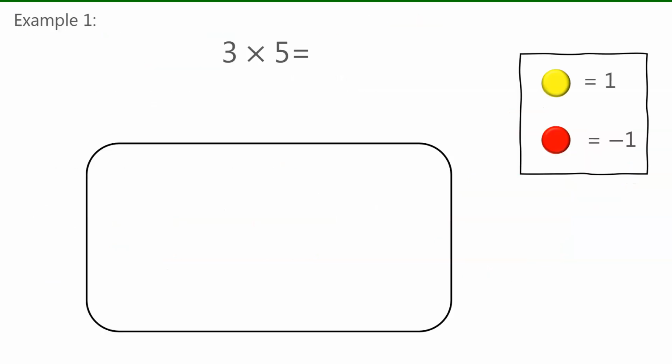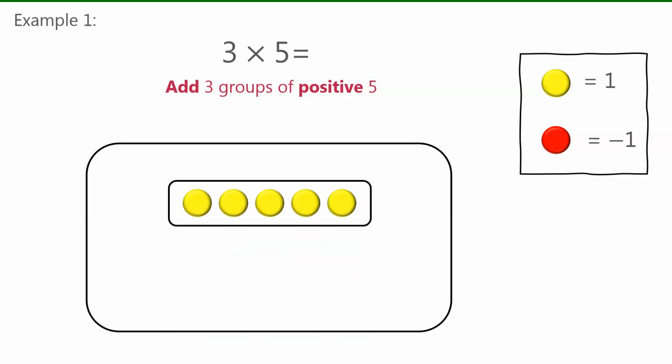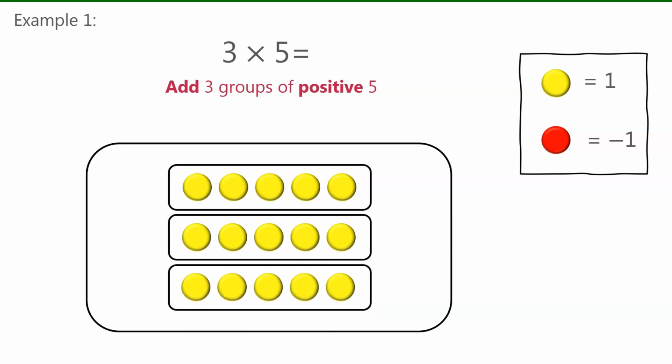So for example, 3 times 5. 3 just means positive 3, and 5 just means positive 5. So 3 times 5 means we're going to add 3 groups of positive 5. So if I want to add 3 groups of positive 5, I would add 3 groups of 5 yellow tiles. So when I add up what we have in the bank, I have positive 15.